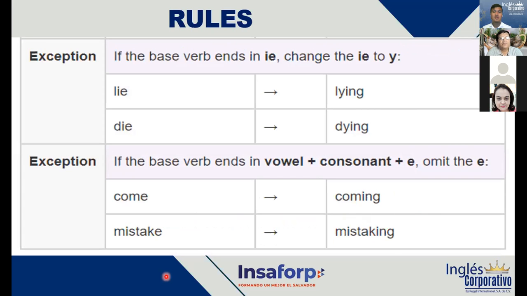So, another exception that we have, guys, is that if the verb ends in IE, we are going to change the letters IE for a letter Y, and we are going to add ING. We have the verb lie, lying, die, dying. Are we clear? Yes, teacher.